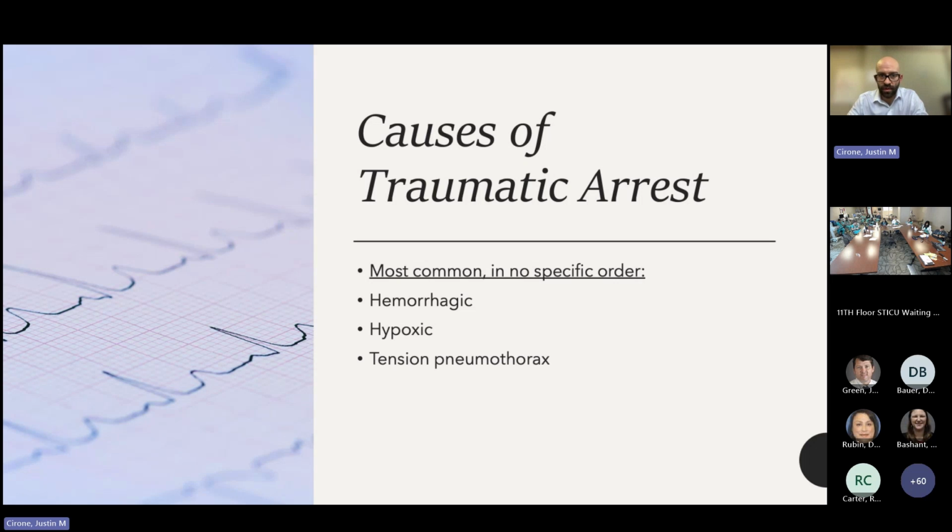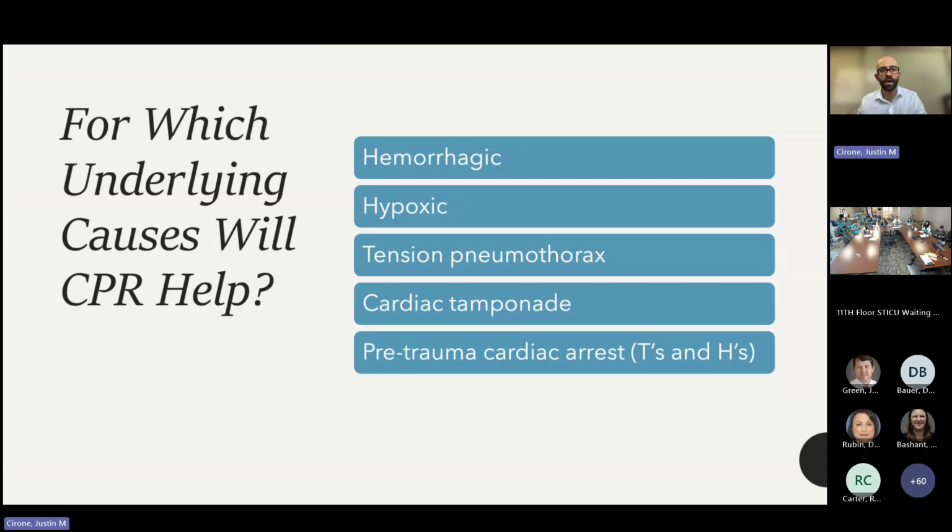Hypoxic arrest is for sure a thing, tension pneumothorax, cardiac tamponade, and all the other reasons people go into cardiac arrest before their trauma, like regular heart attacks. And I don't want to downplay that, but those are real things that happen prior to car crashes and other traumas. So the question is, for which of these underlying causes will CPR help?